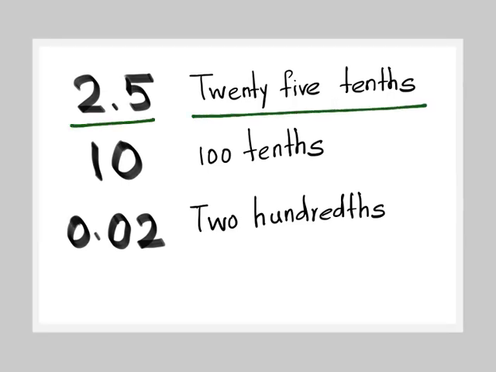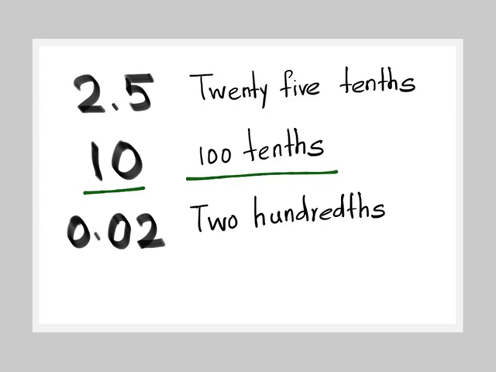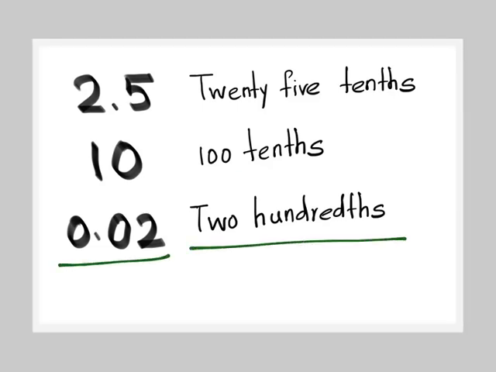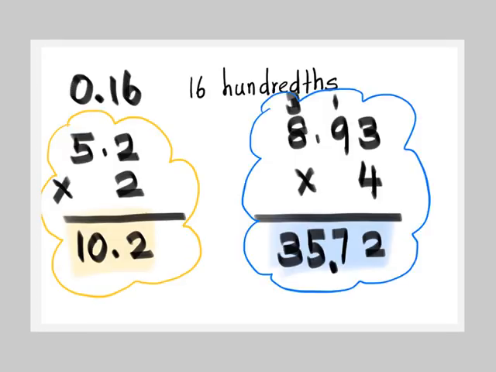2.5 is 25 tenths. 1.0 means 10 tenths. And 0.02 means 2 hundredths. 0.16 means 16 hundredths. So when you multiply a decimal with a whole number, do the same simple multiplication as you do with two whole numbers. Finally, when you place the decimal, you have to be careful.